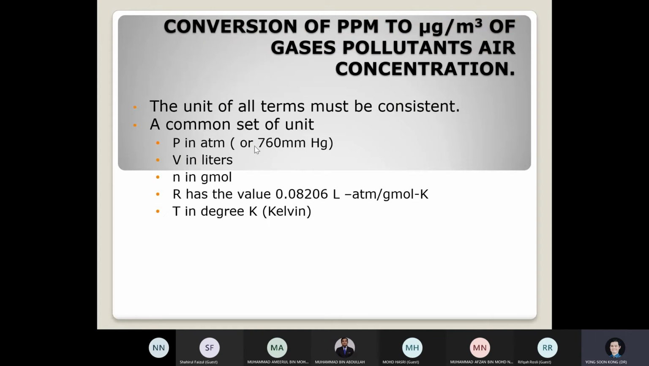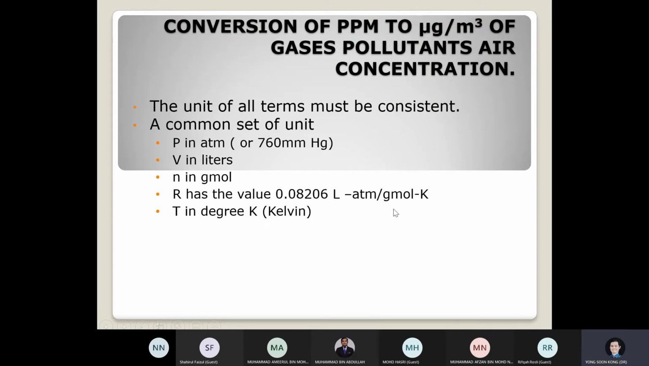So before we continue, a few things to refresh you. P represents pressure in atmosphere or 760 millimeter mercury, whereas for V, the unit used is liter. N is in gram mole, or you can say mole if you want to. Yeah, for N, the unit is mole. R is the gas constant, which has a value of 0.8206. So very important for you to remember.